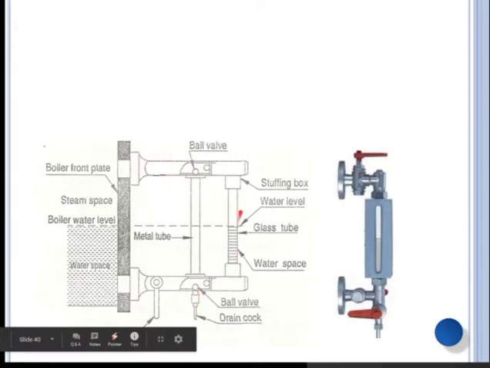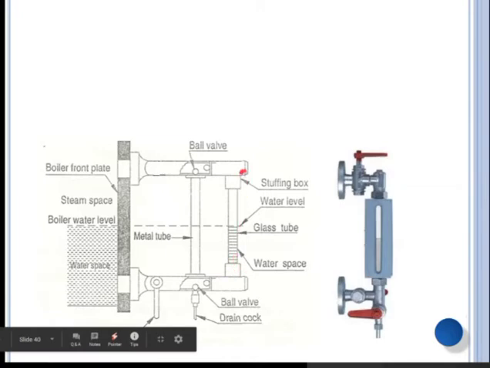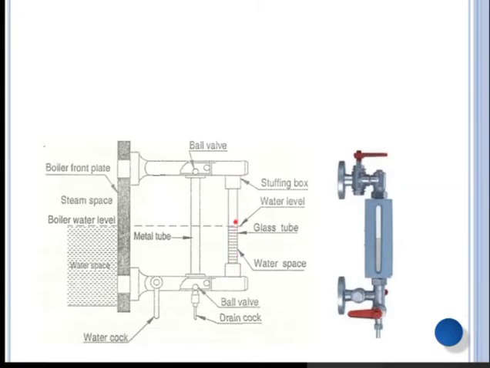This part is connected with the glass tube where you can see the water. And here the glass tube is marked with the water level. So you can observe the water level from the glass tube. There are stuffing boxes on both sides, so your tube can be mounted on the stuffing box. Here it is a metal tube. So these are the components of the boiler.